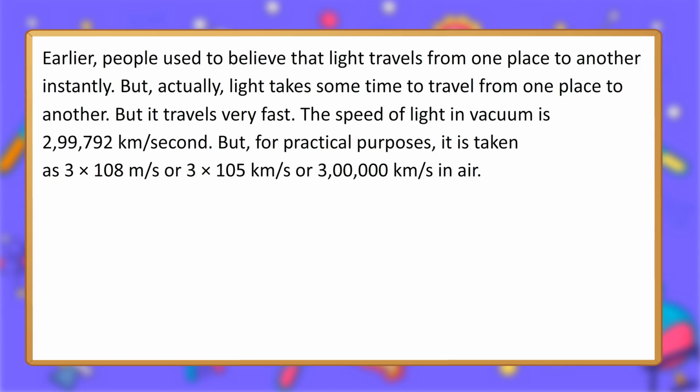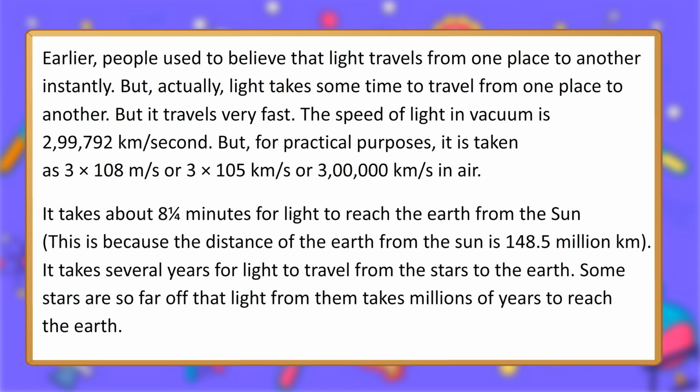The speed of light in vacuum is 299,792 km per second. But for practical purposes, it is taken as 3 times 10^8 meters per second, or 3 times 10^5 kilometers per second, or 3 lakh kilometers per second in air. It takes about 8 1/4 minutes for light to reach the Earth from the Sun. This is because the distance of the Earth from the Sun is 148.5 million kilometers.